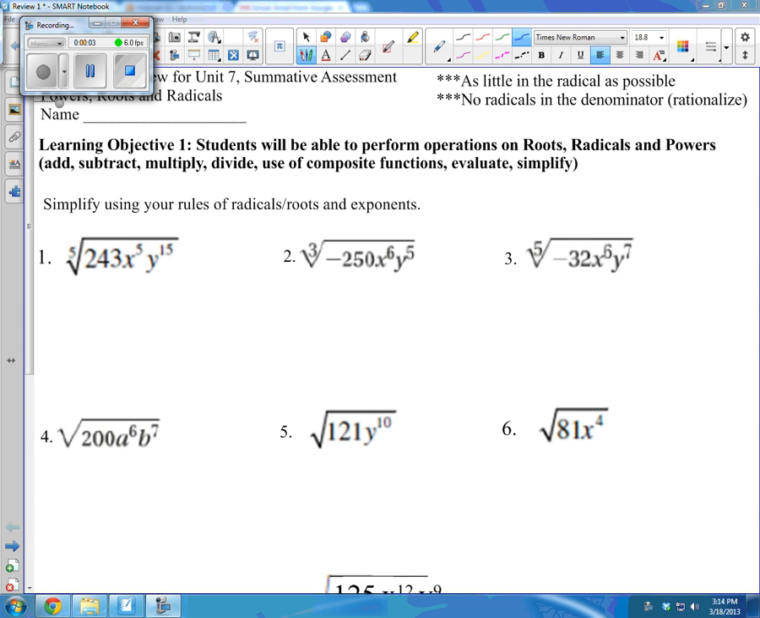All right, we are going to start the review for the Unit 7. I'm just doing a video review for the first learning objective. So the other two objectives, the graphing and the solving, you'll just have to go to regular Blackboard 9, Unit 7, and look under the reviews.